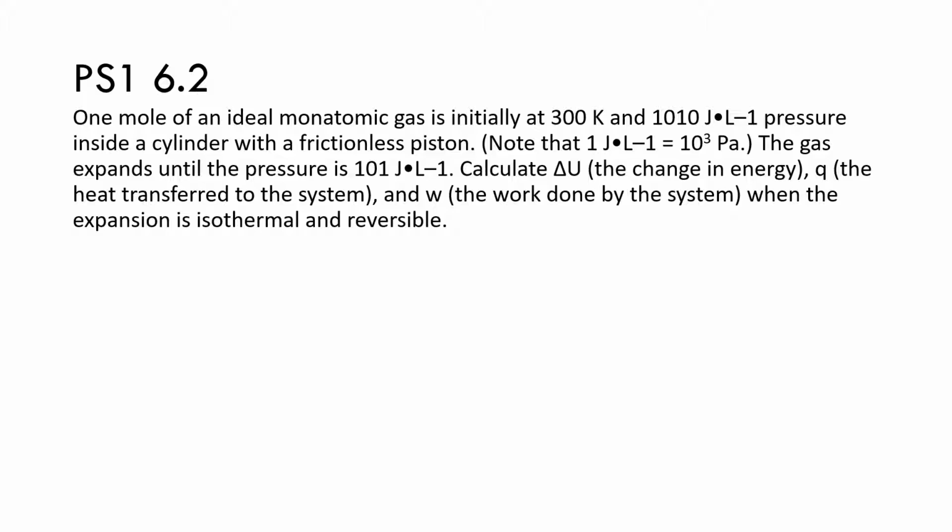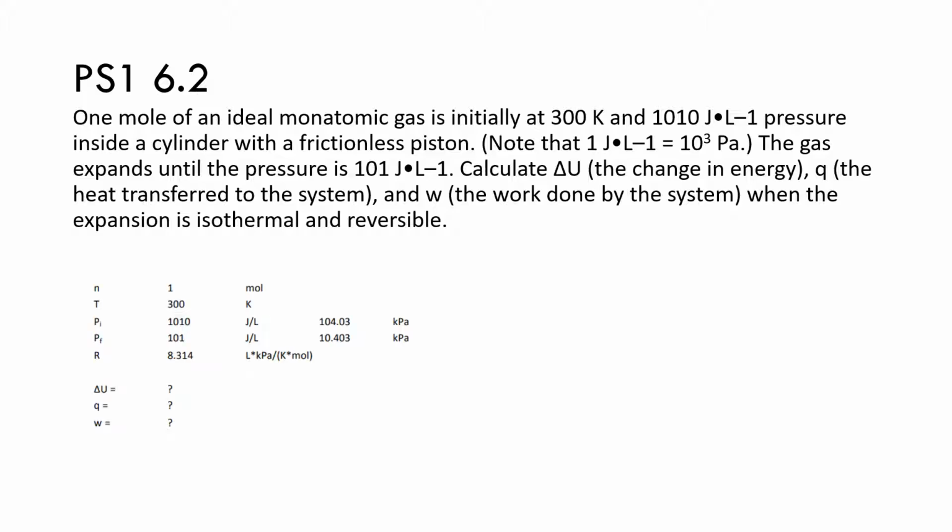The gas expands until the pressure is 101 joules per liter. Calculate delta U, the change in energy, Q, the heat transferred to the system, and W, the work done by the system, when the expansion is isothermal and reversible. So the first thing that I do whenever I come across a word problem is to list out everything that I know based on the question and everything that I don't know and that I'm trying to figure out.